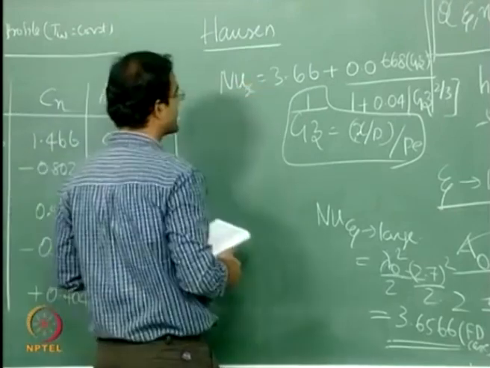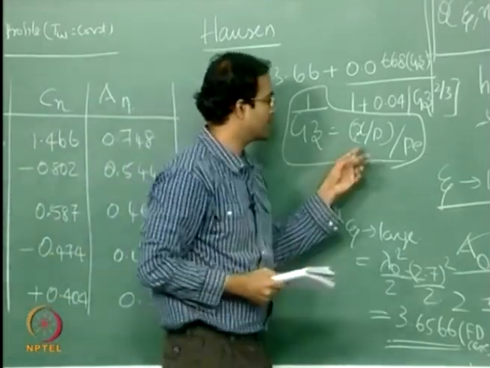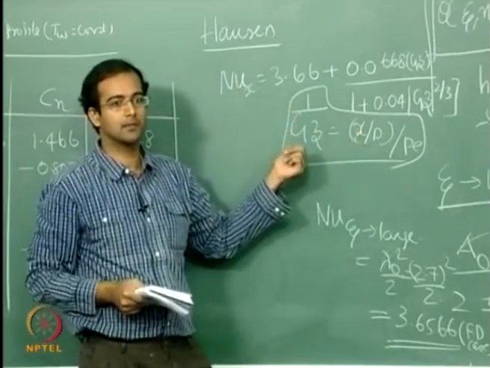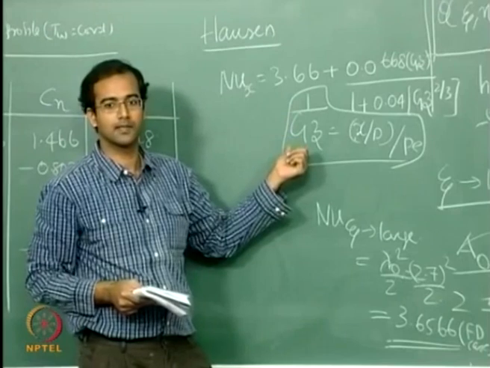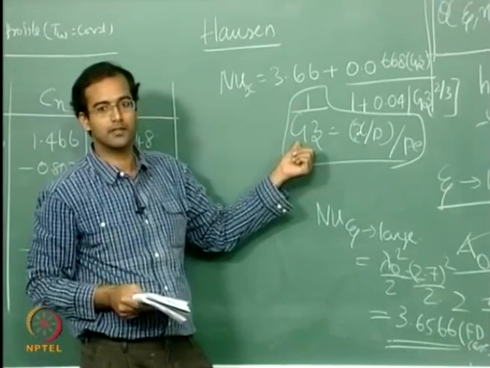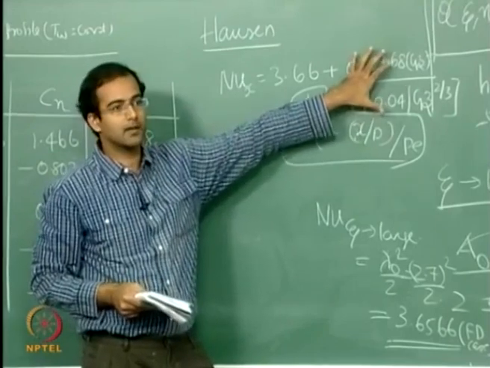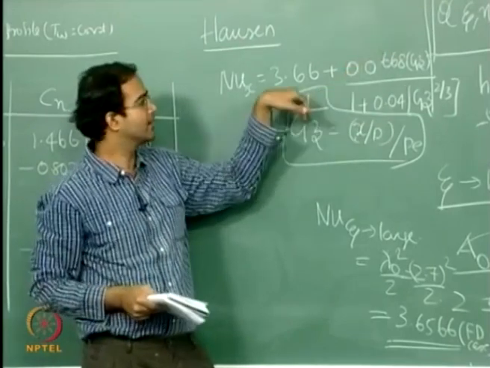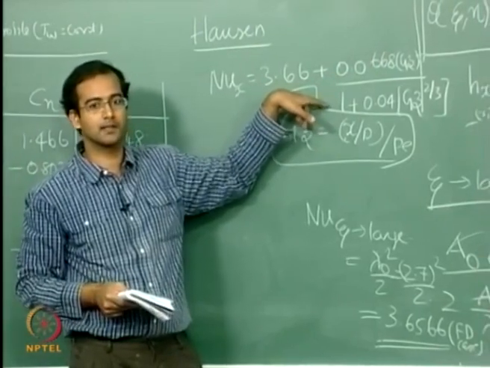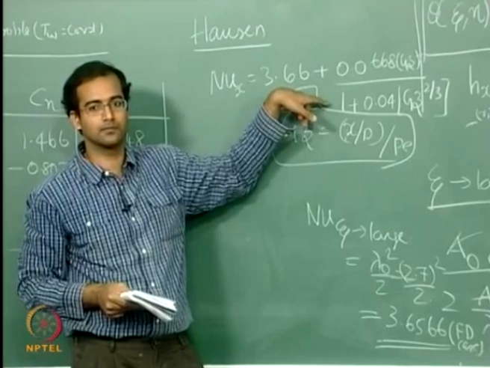Okay, so you can see for the limiting case where x by d goes to very large values, the Graetz number becomes very small. Then this particular term disappears and it leads to the limiting case of 3.66, which is the Nusselt number for fully developed flow.